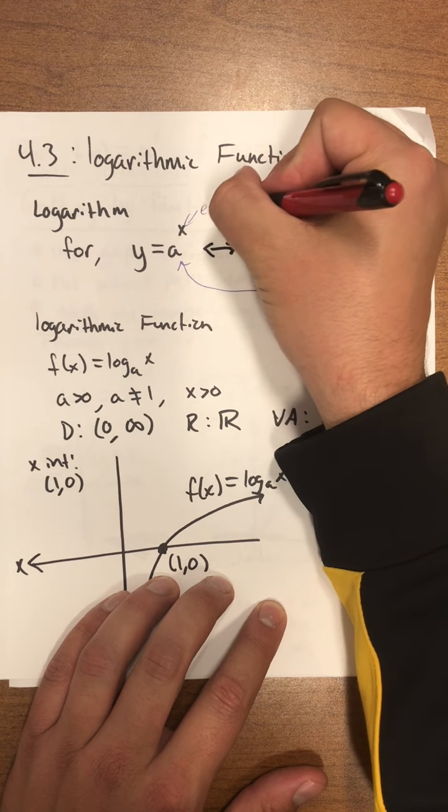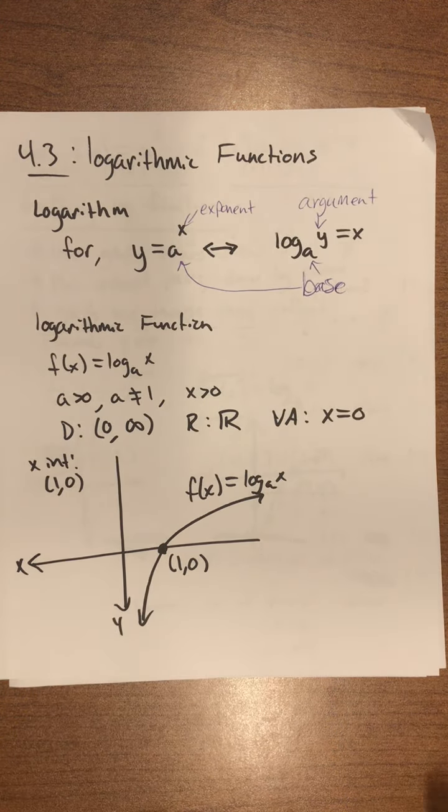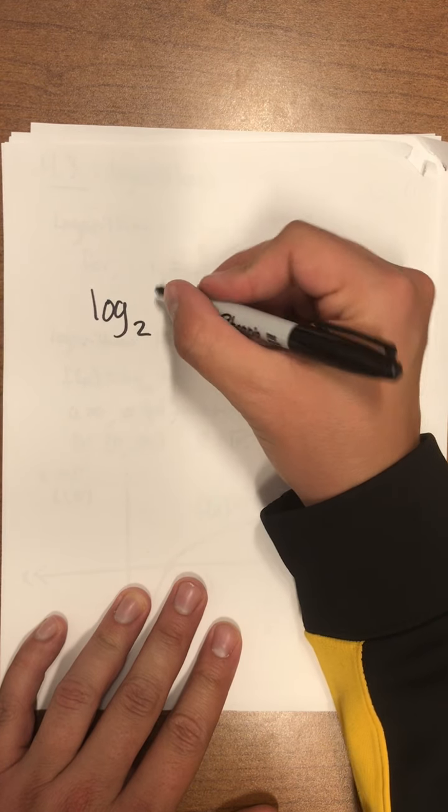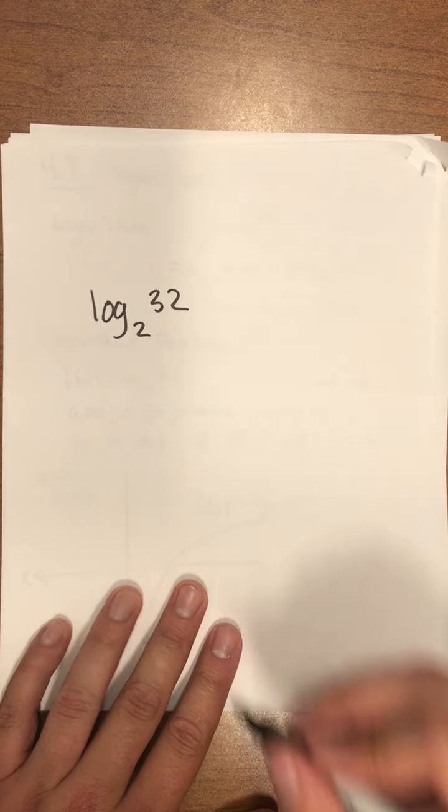You guys already know what an exponent is. Okay, so the log tells you how many times you need to multiply the base together to get the argument. So, for example, if we wanted to give the value for log base 2 of 32.